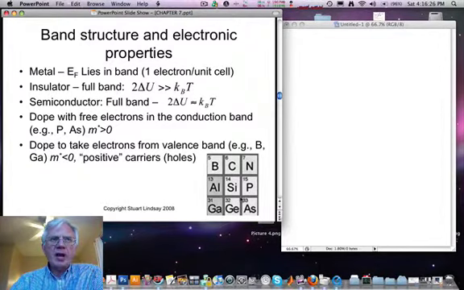So we understand that elements with one valence electron per unit cell are metals because they have a half-filled band. This would be the alkali metals on the left of the periodic table. Materials with full bands, so these tend to be compounds, and a large gap to the next available band are insulators. Semiconductors are materials like insulators, but where the gap is on the order of kT.